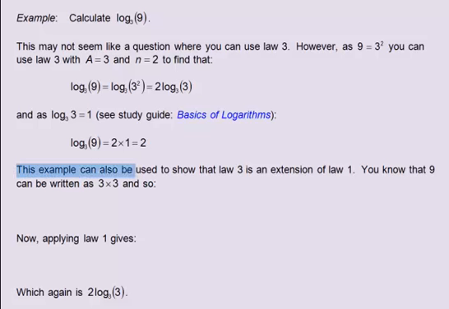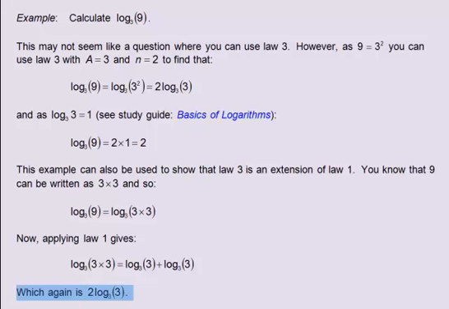This example can also be used to show that Law 3 is an extension of Law 1. You know that 9 can be written as 3 multiplied by 3, and so log to the base 3 of 9 equals log to the base 3 of 3 multiplied by 3. Now, applying Law 1 gives log to the base 3 of 3 multiplied by 3 equals log to the base 3 of 3 plus log to the base 3 of 3, which again is 2 log to the base 3 of 3.